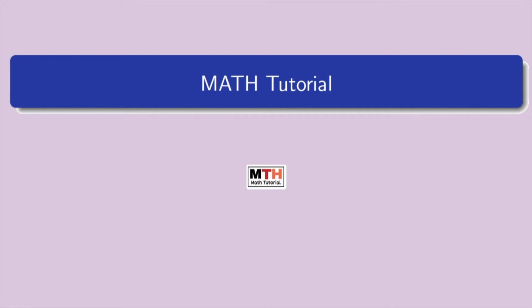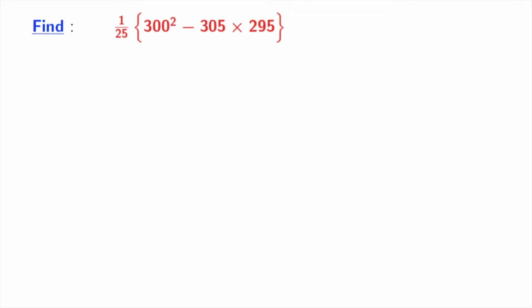Hey guys, today we will learn to find the value of this expression: 1/25 times (300² − 305 × 295). To solve this problem, we will use a quick trick which needs minimal calculation.